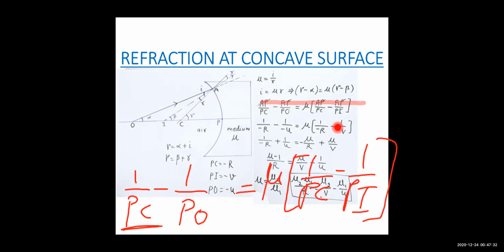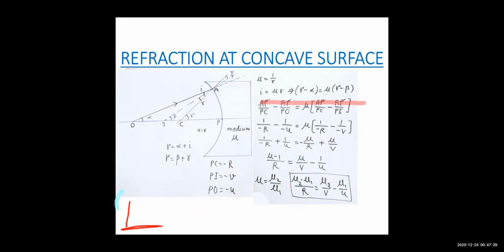We have put it minus P. Now multiplying mu inside and rearranging the terms, and taking r common, you are going to get mu minus 1 by r equals to mu by v minus 1 by u.